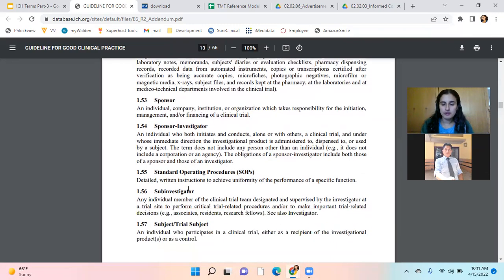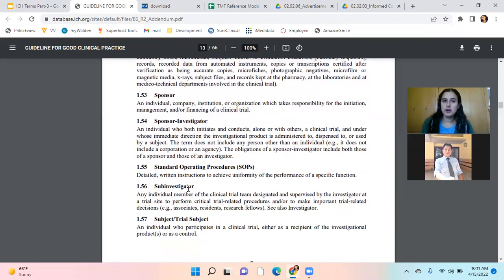Okay, so the sponsor investigator, this is not super common, but it is an individual who both initiates and conducts, alone or with others, a clinical trial, and under whose immediate direction the investigational product is administered. So this is more of a one-off situation in terms of what we're talking about, where we're trying to help people get jobs at sponsor companies. So this is a different situation where the sponsor and the investigator are the same.